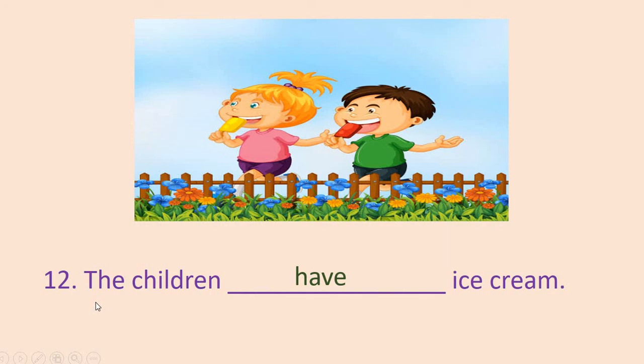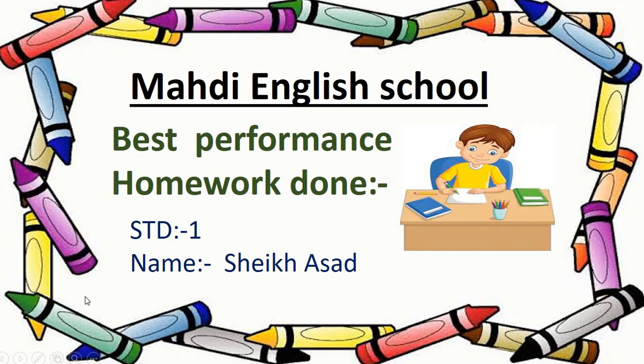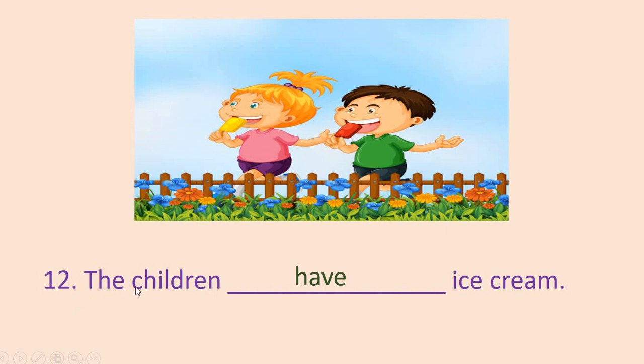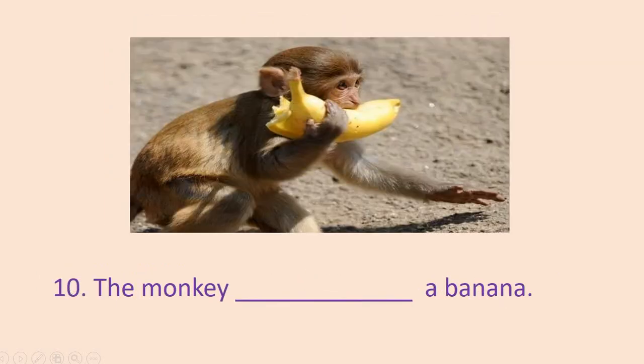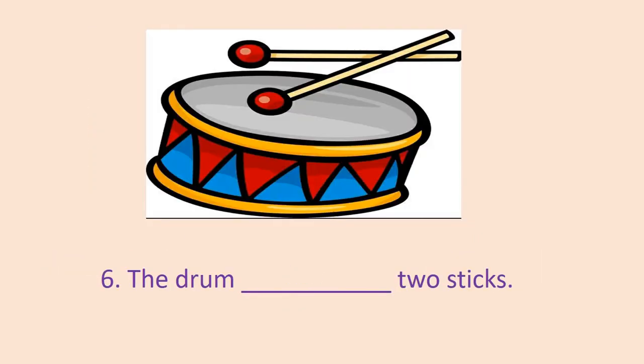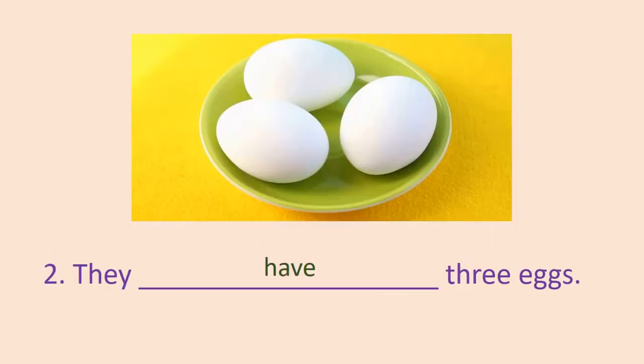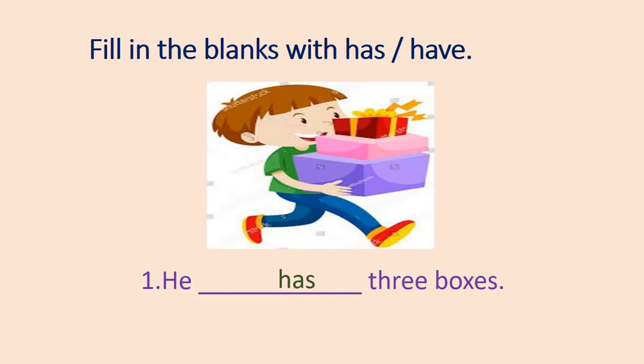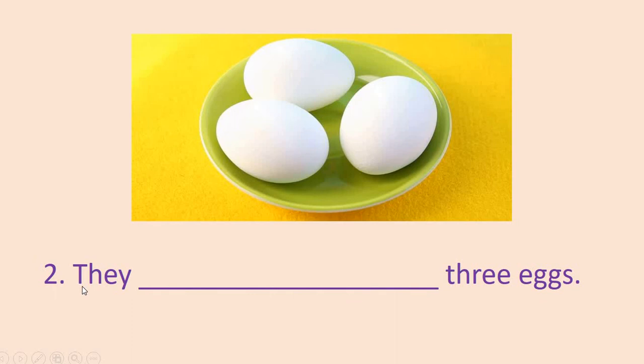Understood? Now see number 13. The children have ice cream. Understood this? Now we will revise all the sentences again. Okay? He has 3 boxes. Fill in the blanks with has, have. He has 3 boxes. They dash 3 eggs. They have 3 eggs.